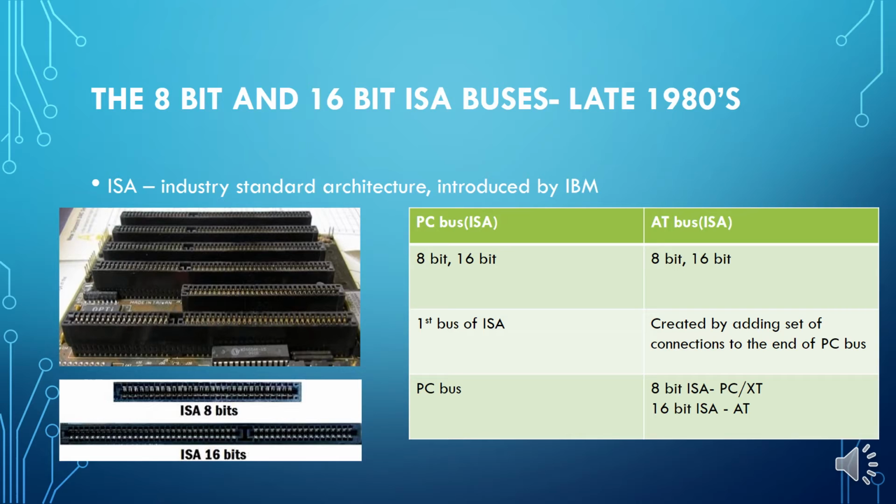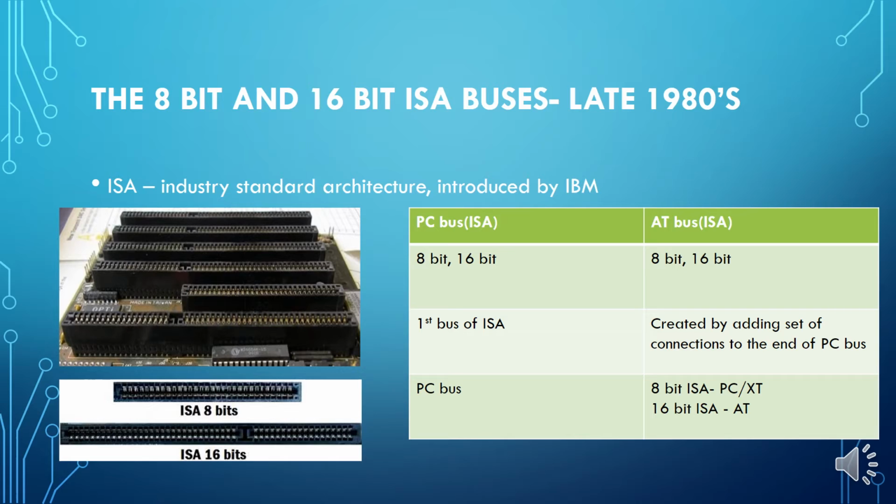Previously, it started with the 8-bit ISA bus, and later on, the 16-bit bus was invented. It was introduced by IBM. Now you can see the PC bus is also ISA and the AT bus is also ISA. The PC bus is called the PC bus only, but the ISA AT bus has different names. For example, if it is 8-bit ISA, then it is known as PCXT, and if it is 16-bit ISA, then it is known as AT.